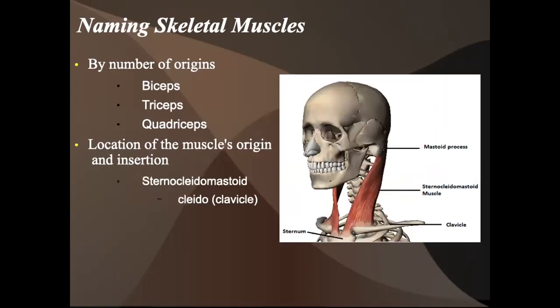The name of the muscle might also tell you where the origin is and where the insertion point is. So sternocleidomastoid would be a muscle where the name tells you where it attaches at both points. So sterno, your chest, your sternum. So that's one attachment point. And then cleido stands for clavicle. So it also attaches to your clavicle, your collarbone. And then mastoid, the mastoid process right here. So those 3 parts of the name tell you the 3 attachment points.